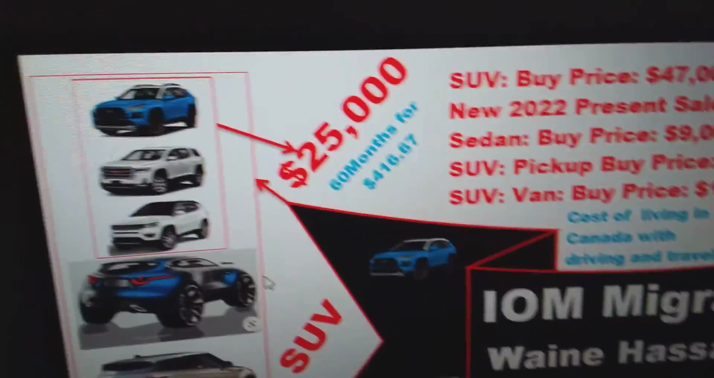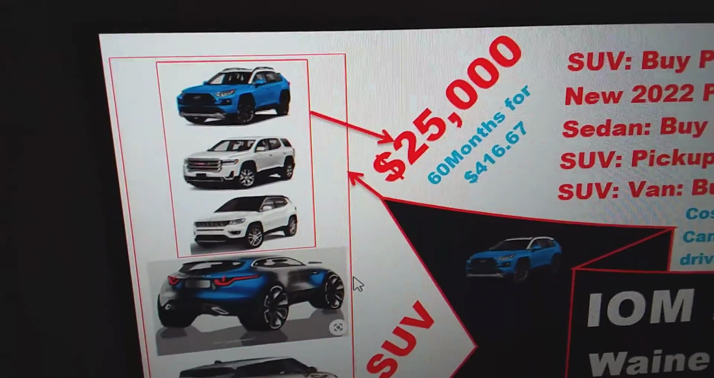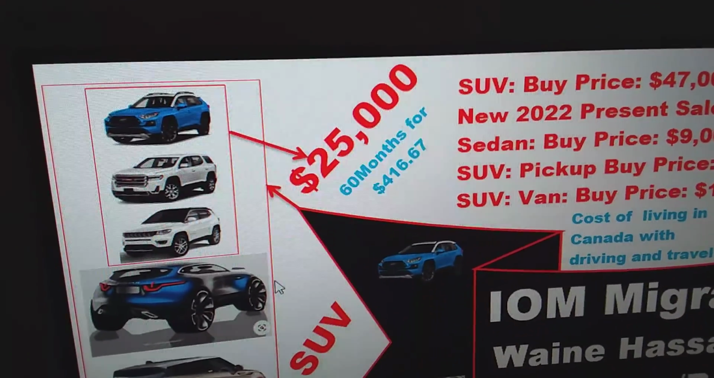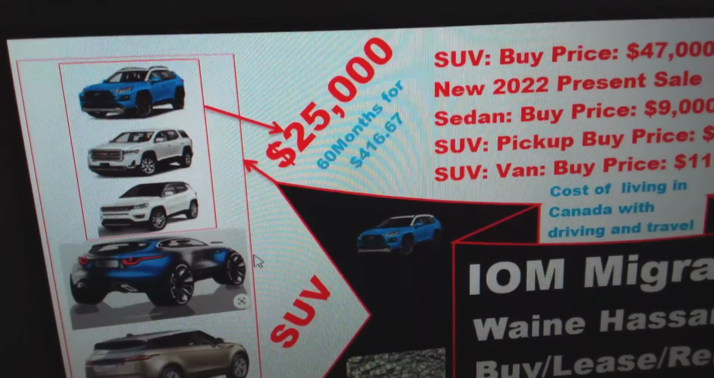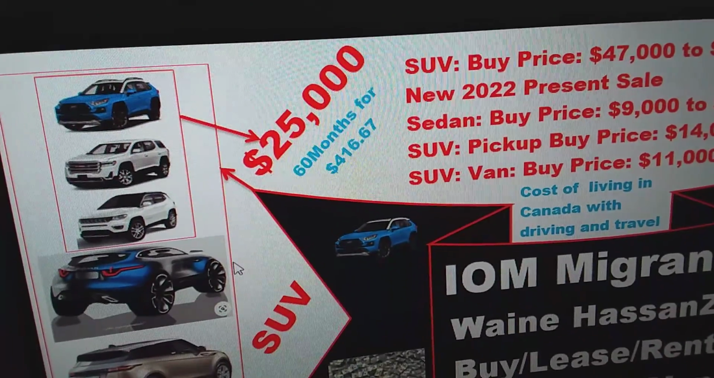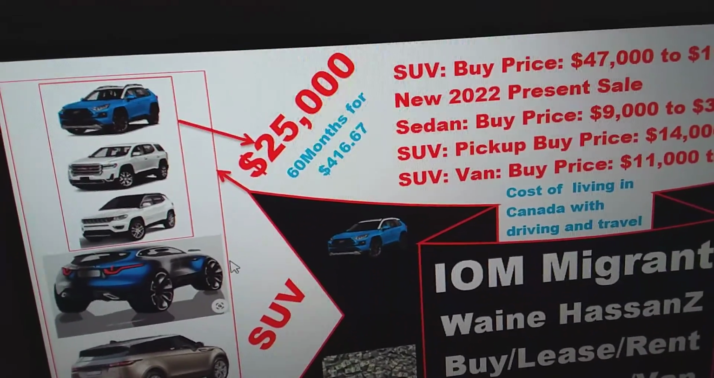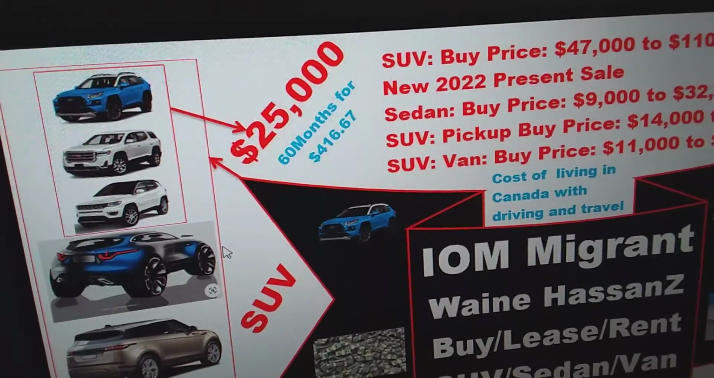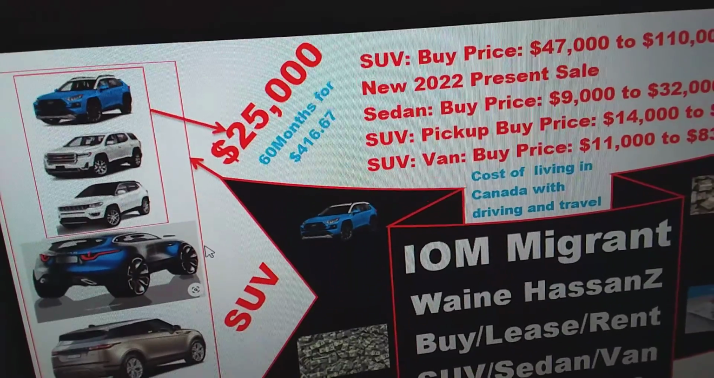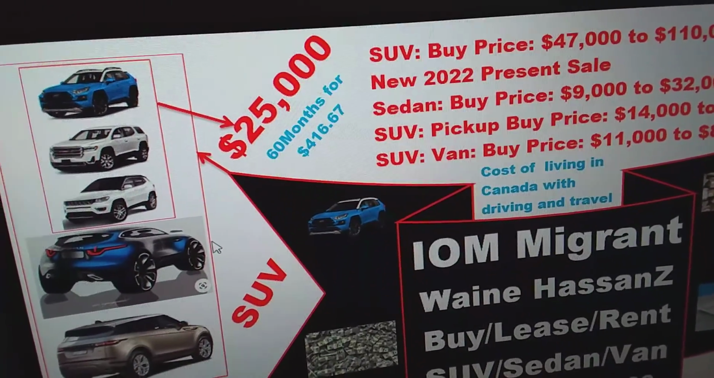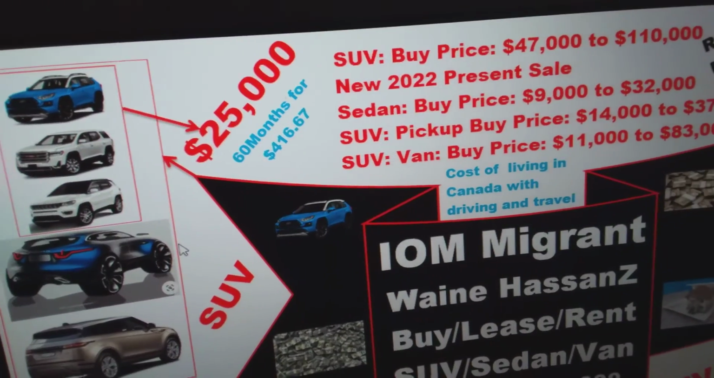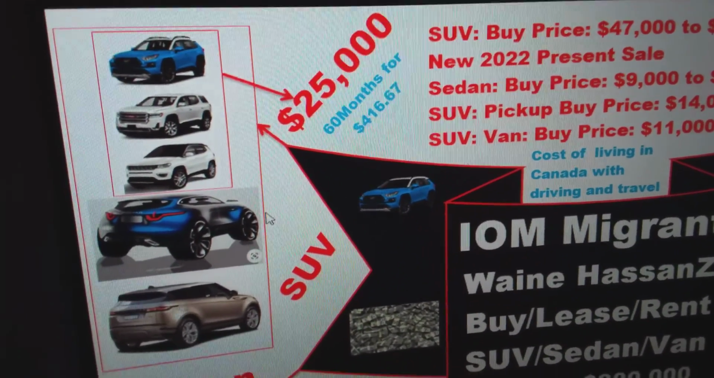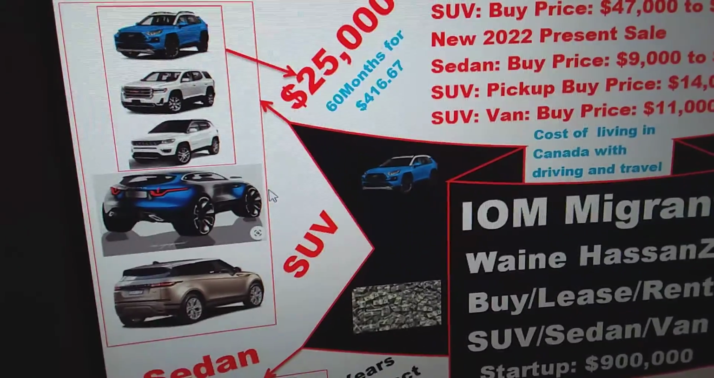For this one, mainly those three SUVs up there, that is roughly 25,000 each. If you lease it for 60 months, you divide that 25,000 by 60 months, and then we are likely to get $416.67 per month.